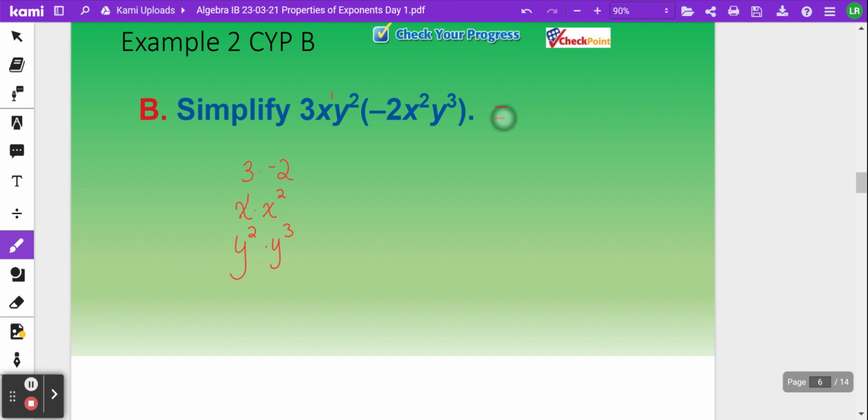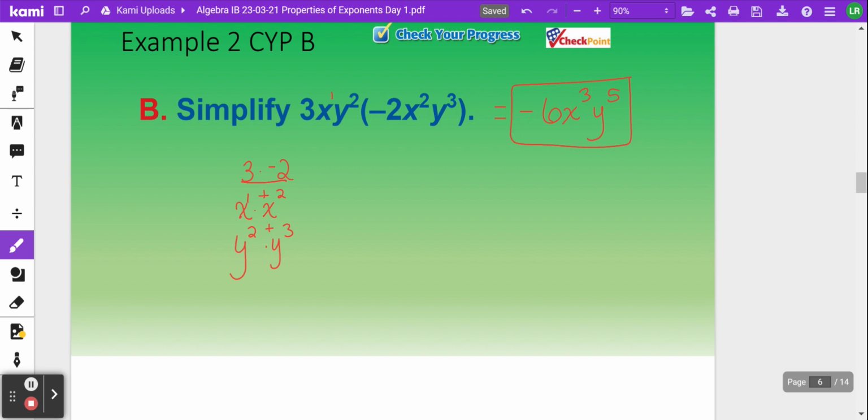Okay, so base numbers first. 3 times negative 2 is negative 6. X's are multiplied. Add the exponents. 1 plus 2 is 3. And for the y's are multiplied. Add the exponents. 2 plus 3 is 5. And there's my answer. Okay, so that's the multiplication property.